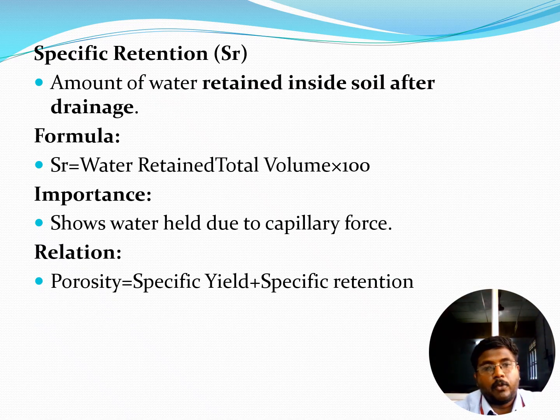Then we see about the passive retention. Passive retention is defined as the percentage of water that remains in the rock or sediments even after the gravitational drainage. This water is held tightly by capillary and molecular forces and cannot be pumped out. Otherwise, passive retention is defined as the amount of water retained inside the soil after the drainage. The importance of passive retention is as a source of water held due to the capillary force.